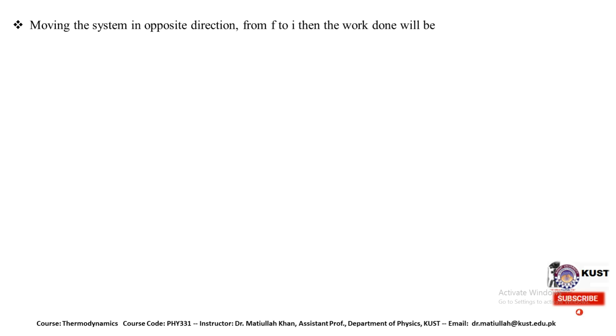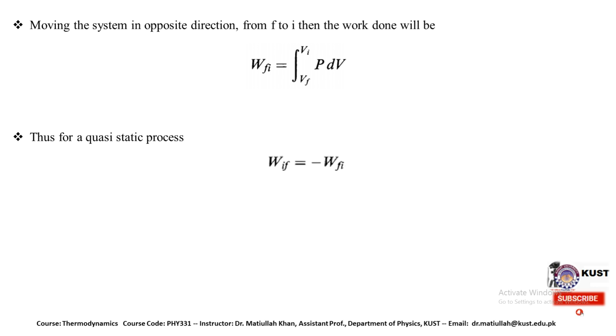So moving the system in the opposite direction from F to I, what will be the work done if we move the piston in the opposite direction? Just change the notation, but keep in mind in this case the work done is positive. So W_FI is equal to the integral from Vf to Vi of PdV. This is actually for the quasi-static process.